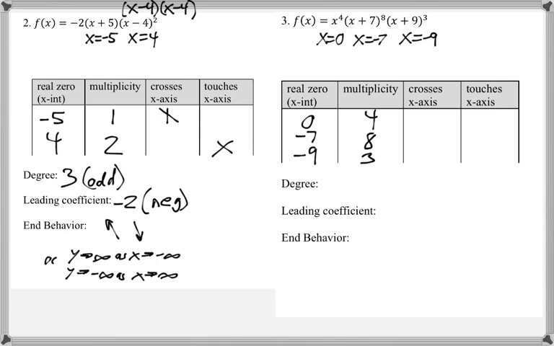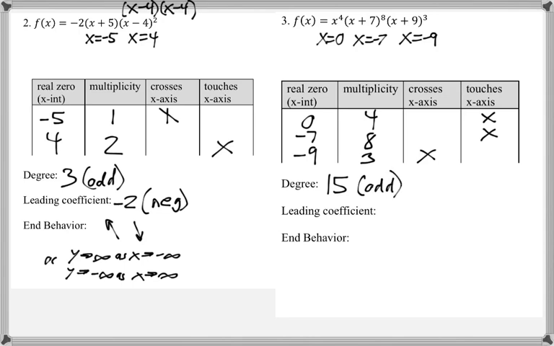So 0 is actually a solution 4 times, -7 is a solution 8 times, and -9 is a solution 3 times. So because of it having even multiplicity, 0 and -7 are going to just touch the x-axis, whereas -9 is actually going to cross it. My degree, again without having to FOIL and distribute everything out here, if you just add up the multiplicities, 4 plus 8 plus 3, you get 15, and that tells us the degree.